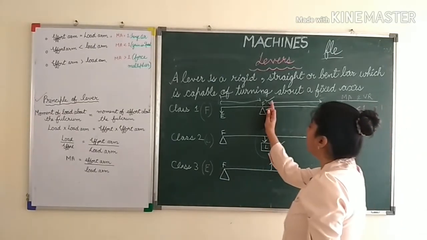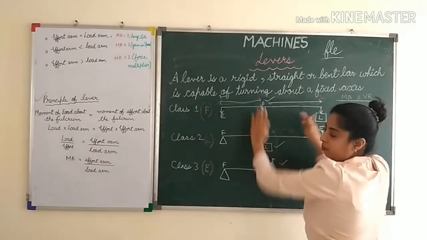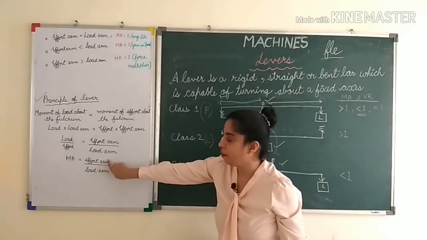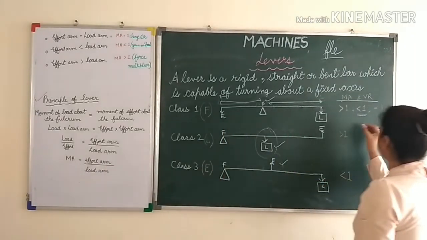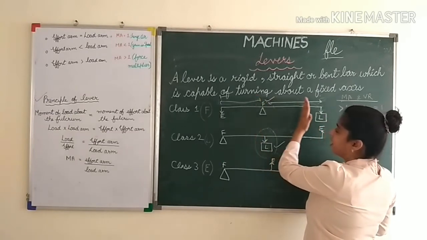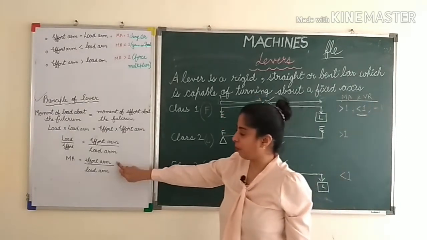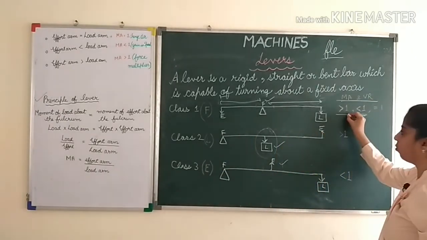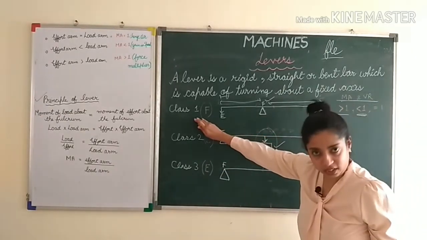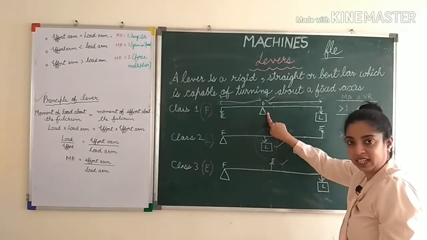Okay, now if fulcrum is slightly shifted here, then this load arm will be bigger. So if load arm is bigger, mechanical advantage will be less than 1. Okay, and if fulcrum is slightly shifted here, the effort arm will be bigger, so mechanical advantage can be more than 1. So in class 1 type of lever, mechanical advantage can be equal to 1 when it is exactly in between.